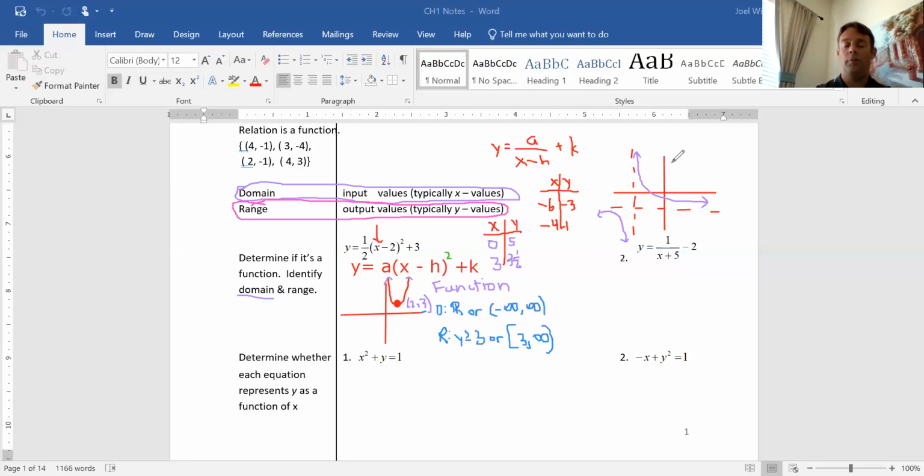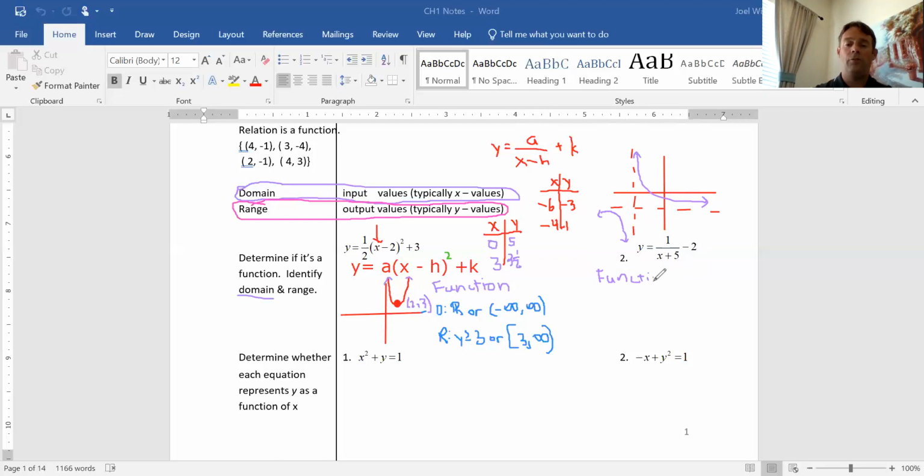This is called a hyperbola. And then if we do our vertical line test, we'd see that this graph does pass the vertical line test. Therefore, we'd say that it is a function. We'd say, yuppie poo, that is indeed a function.